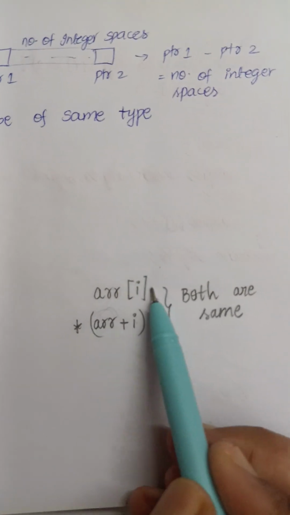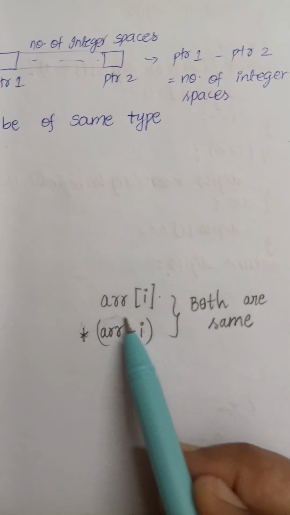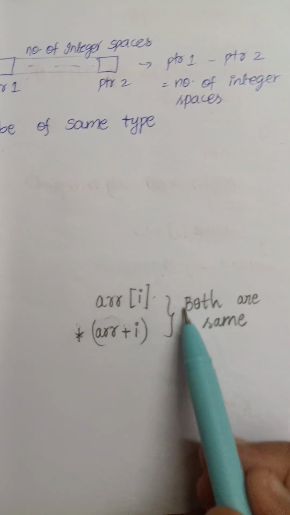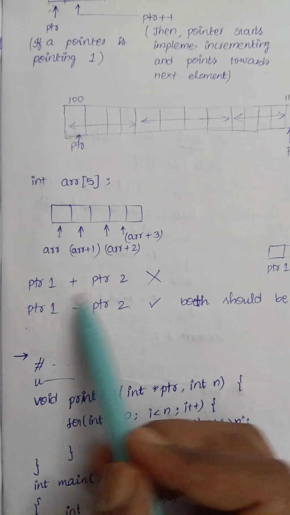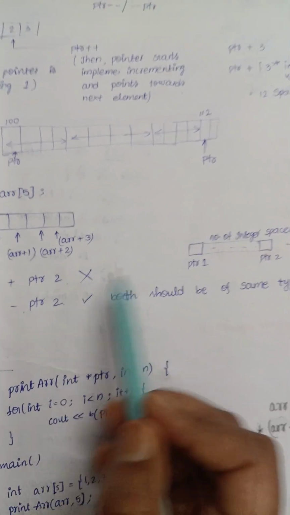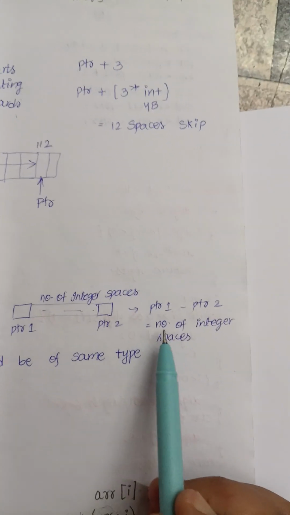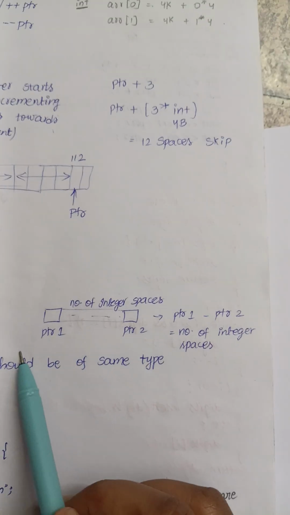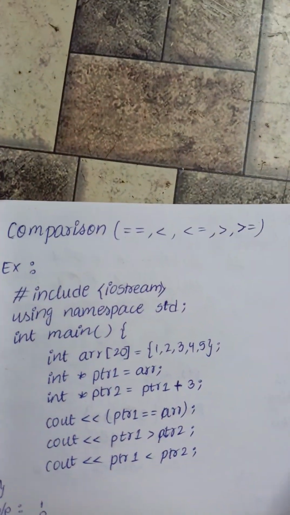And you can also observe that instead of array of I, we can also say star of array plus I. Star means pointer, so star of (array plus I) and array of I are both the same. We can implement pointer 1 minus pointer 2 operation, but we cannot implement pointer 1 plus pointer 2. Doing the difference can be done, but pointer 1 plus pointer 2 is not possible. Yeah, this is what we can observe.